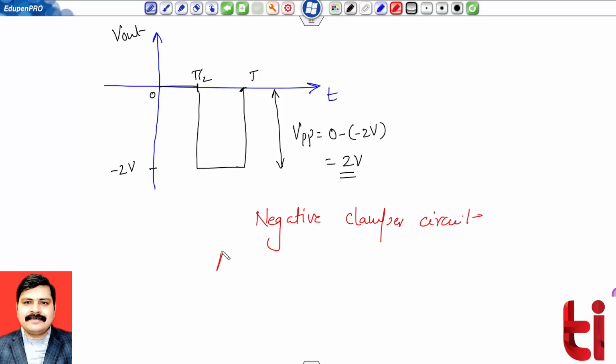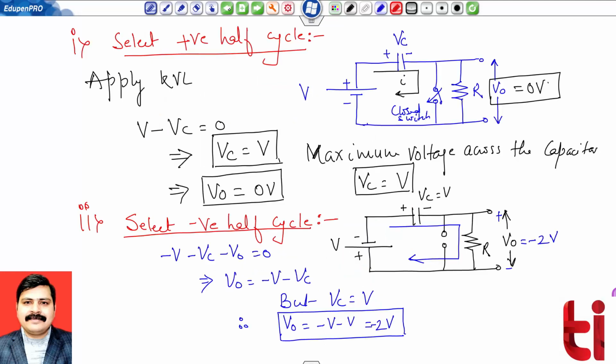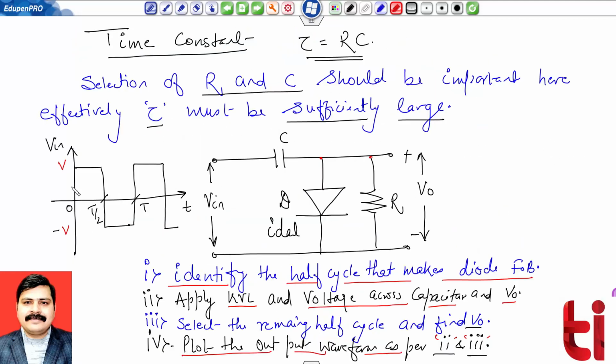and amount of clamping will depend upon Vc. So Vc equals to V, therefore the amount of clamping is of V volts. So you can check. Now my reference level is somewhere over here, and you can check the initial figure. So it was the initial figure.